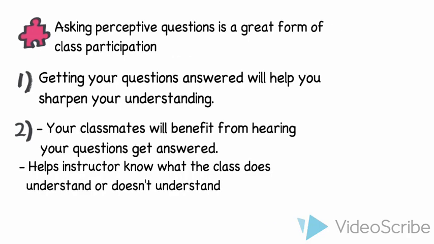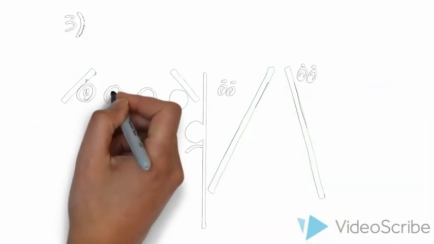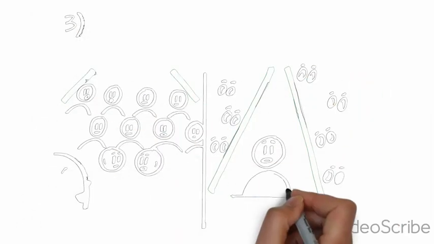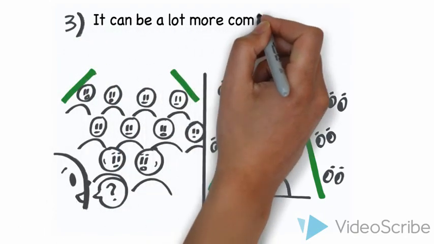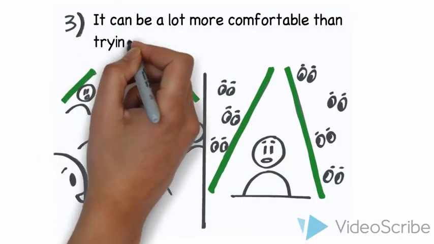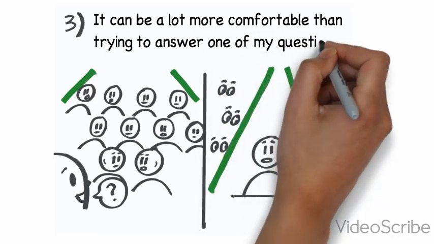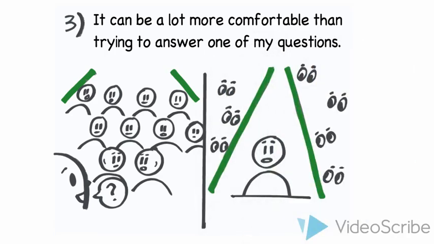The third reason why asking questions is a great form of class participation is that it can be a lot more comfortable for you than trying to answer one of my questions. Look, if you're trying to answer one of my questions, then you're on the spot. The whole class is looking at you, and they may be ready to pounce if they think you're getting it wrong. And being on the spot like that can be a bit uncomfortable.